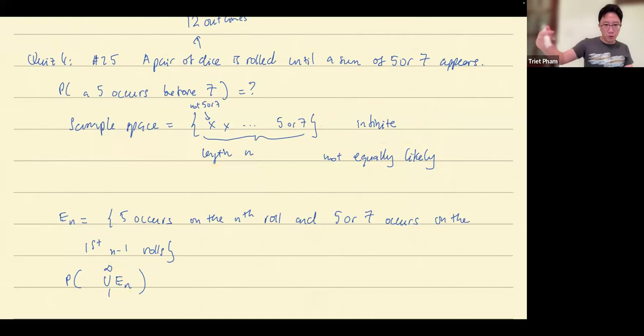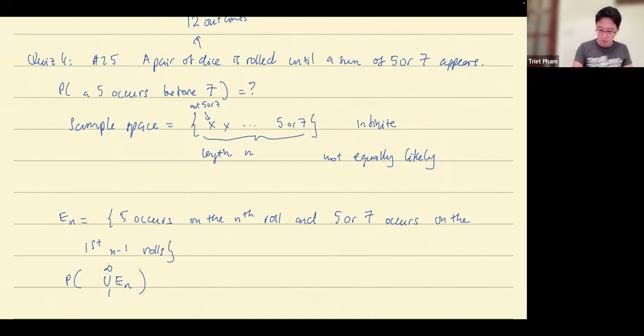You can keep on throwing 999 throws, and you never see a 5 or 7. That's rare, but that's possible. And then you see a 5 or 7 on the 1,000th row. So that's allowed, and so this union reflects that.